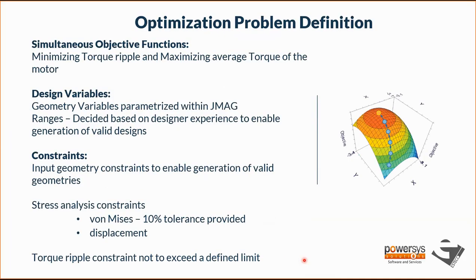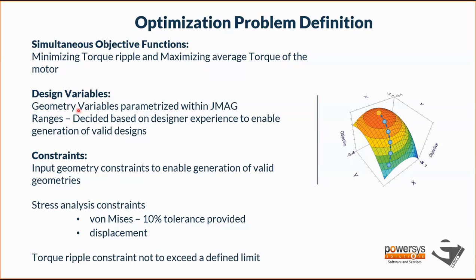Moving on to the optimization problem definition that we eventually ran after we completed the process automation workflow, we are essentially minimizing the torque ripple produced by the machine. We want that to be as low as possible. And we are also maximizing the average torque produced by the motor just so that the motor can be a high performance machine and it can meet the requirements that we need out of it.